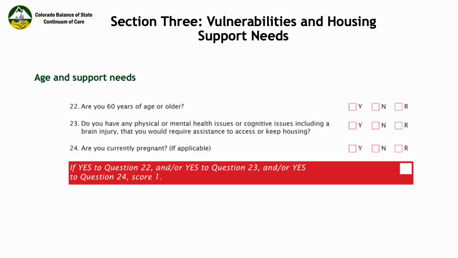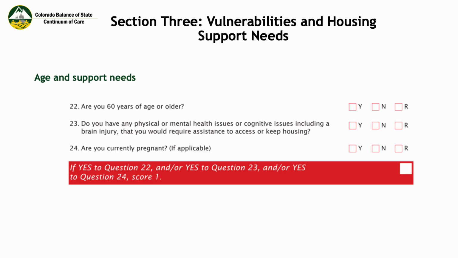Question 23 states, do you have any physical or mental health issues or cognitive issues, including a brain injury, that would require assistance to access or keep housing? And this question can be summarized to ask if the person needs ongoing help or assistance to access or keep housing due to their disability. Question 24 states, are you currently pregnant? And this is only asked if applicable.